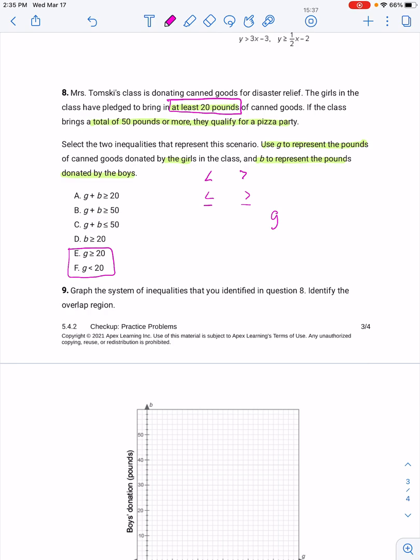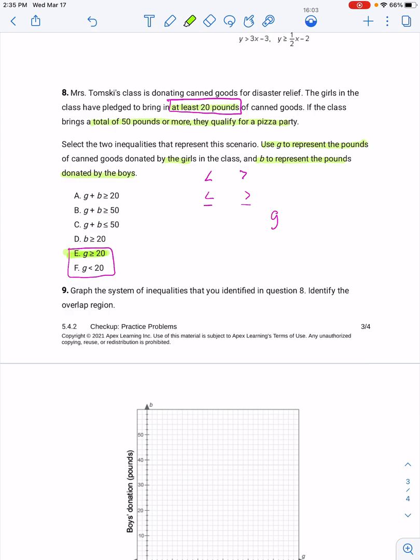At least. So what does that mean? Does that mean less than 20 pounds? Or does that mean they could bring greater than 20 pounds, or greater than or equal to 20? So hopefully that's the thought process that you're taking on this. And when you think about it, the answer for this one is going to be E. The girls' G is greater than or equal to 20 pounds.